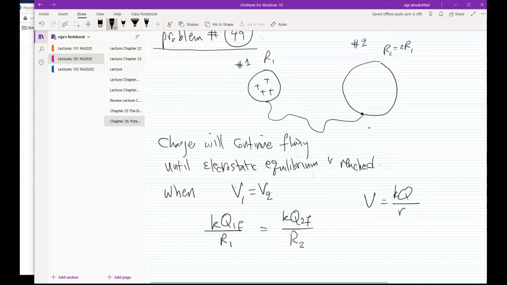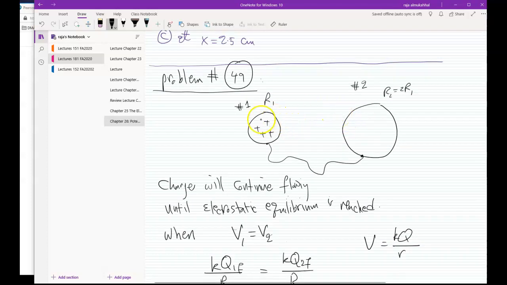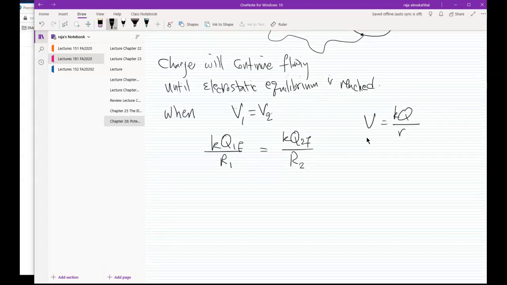In other words, it is not the case where charges will continue flowing from R1 to R2 until both charges are equal. Until the potential is the same. Okay? So there we go. This is the formula that we have. Now, we know that Q1 final plus Q2 final, what is that equal to? Well, that's equal to Q1 initial. Remember, Q2 initial is 0. You see what I'm saying? That's the formula.